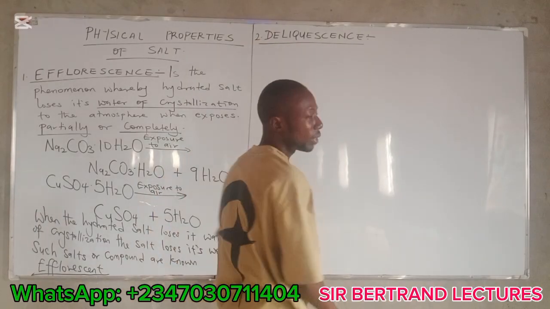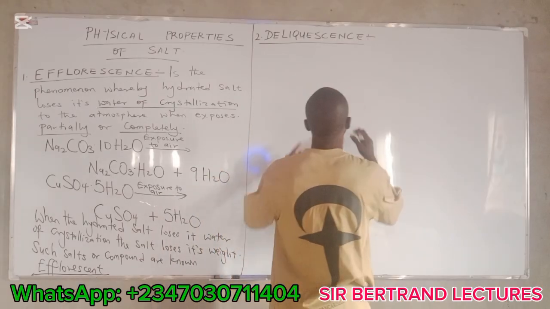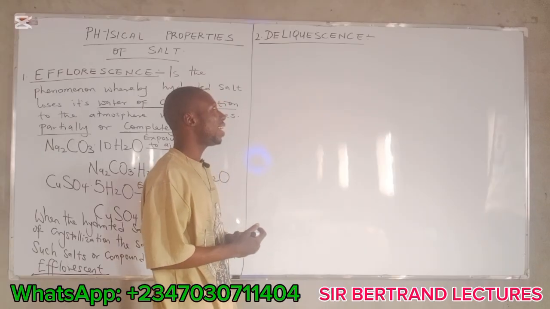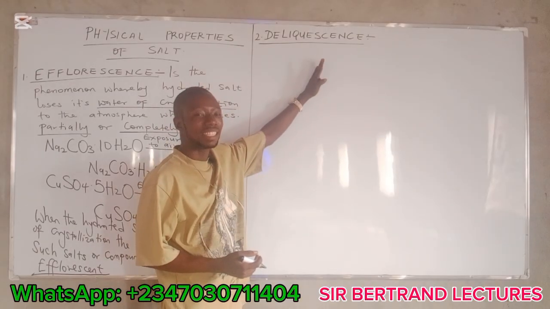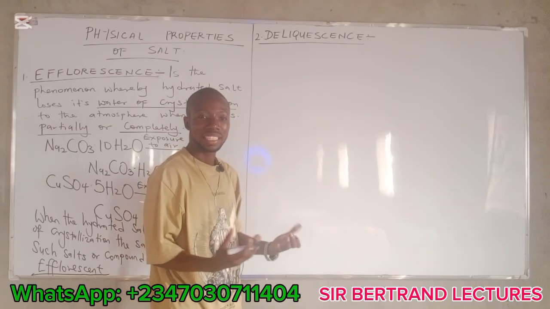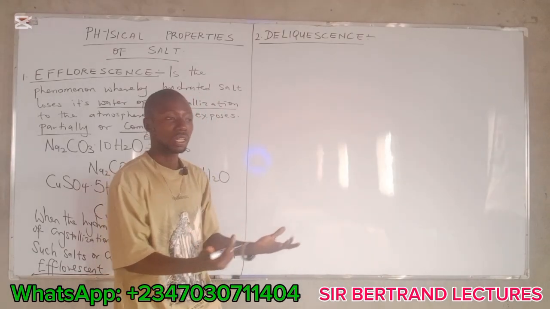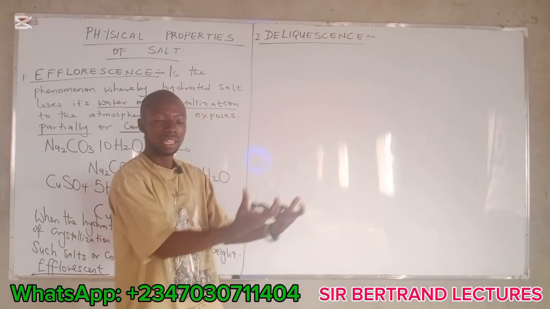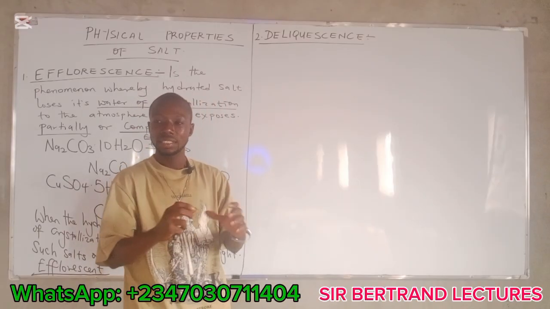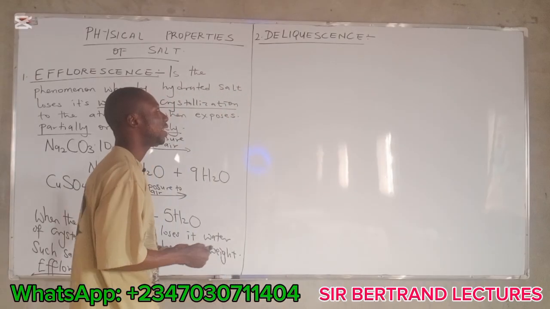Secondly is deliquescence. What is deliquescence? Now here, we are talking about anhydrous salts. These physical properties here, we are looking at anhydrous salts. These salts don't have water of crystallization. They are very dry. Rather, when they are exposed, they absorb water. They absorb moisture. And because they absorb water or moisture, they serve as a drying agent. Do you understand? They serve as a drying agent.